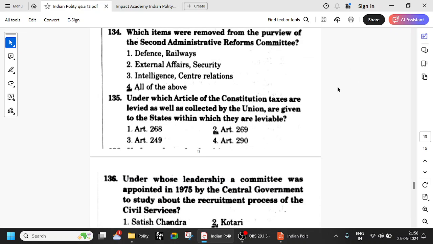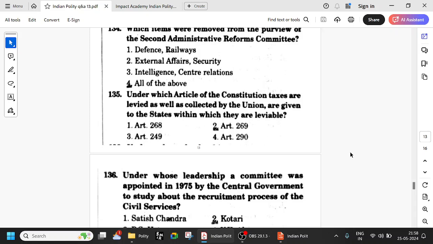So under which article of the Constitution taxes are levied as well as collected by the Union and given to the states? After GST came, we've seen Article 279A. Most of these old taxes were subsumed, but it is Article 269. Okay, no need to go into that depth.